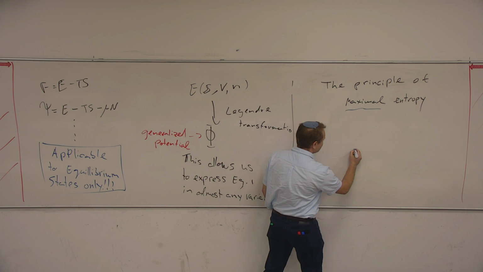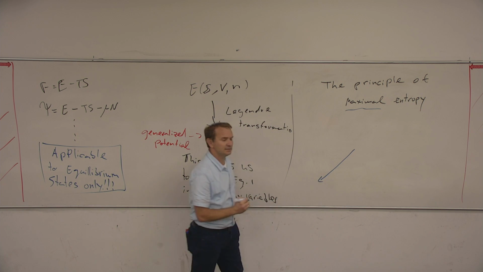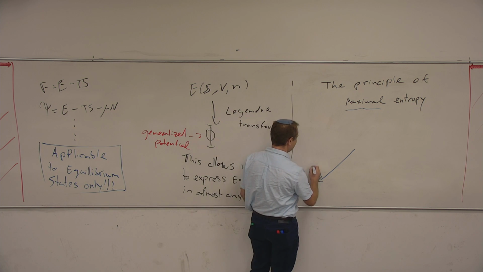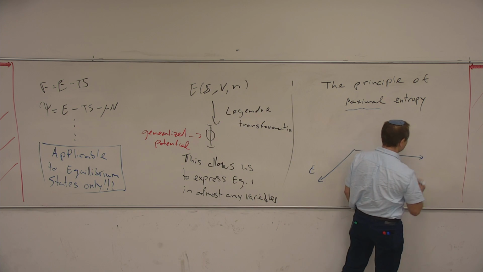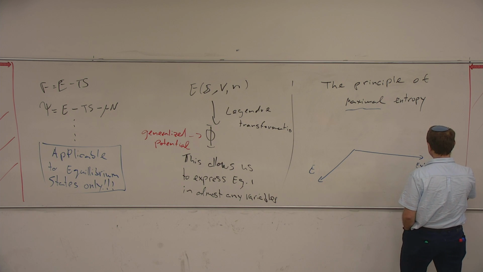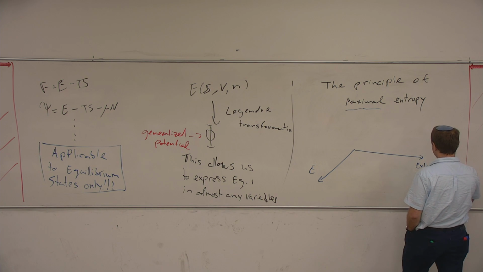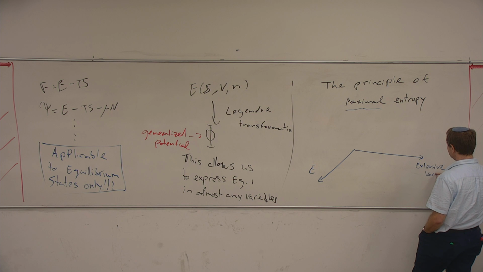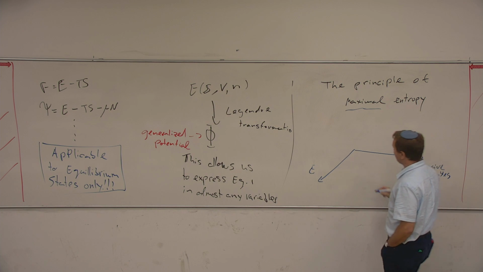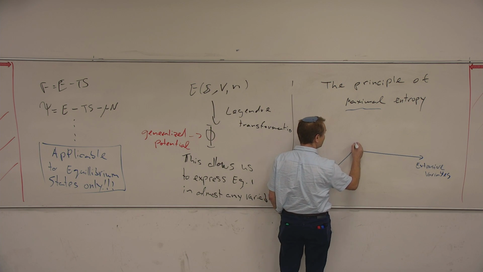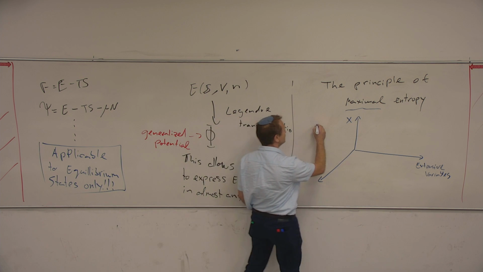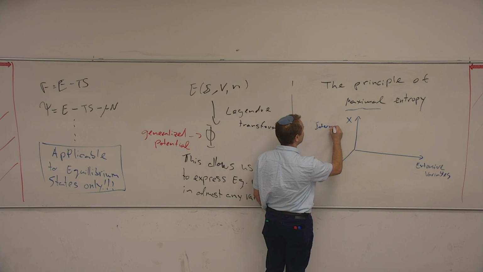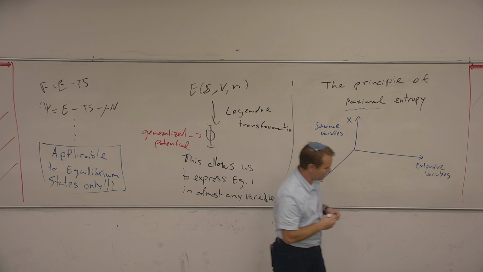Now, let's consider that we have on one axis the energy of our system. The other axis is our extensive variables. And we can plot another axis, let's call it x, which is internal variables. So what do I mean by internal variables?